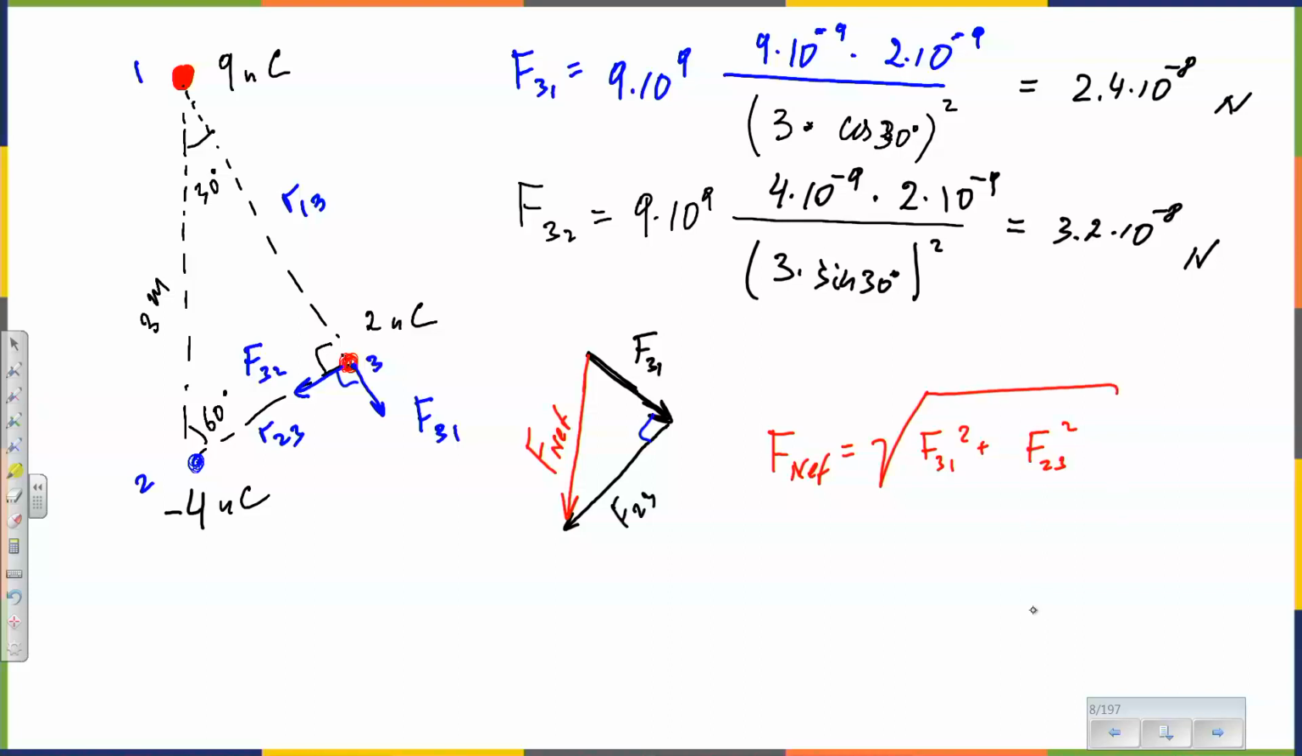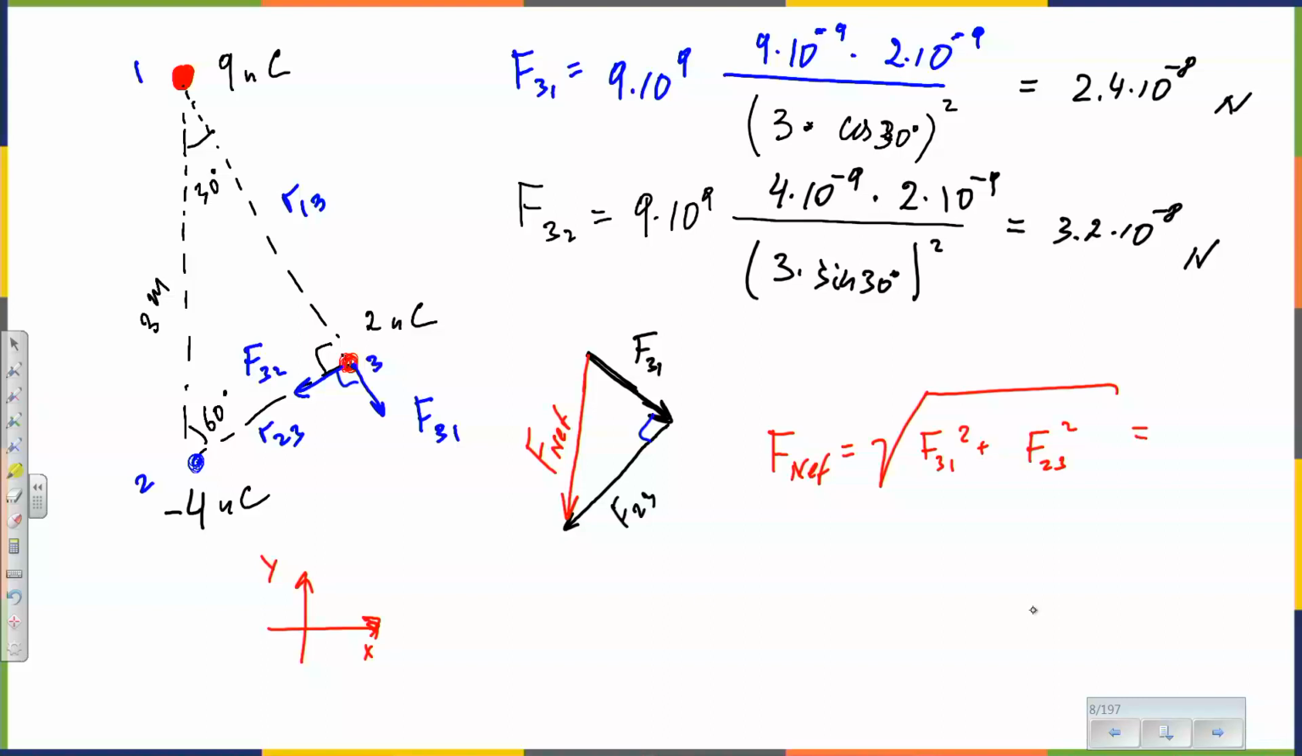What do you do if that's not a right angle triangle, if it's something more complicated? In that case, you will have to use components. You could have used the cosine theorem, if you remember how it works. But in general, you should use components.